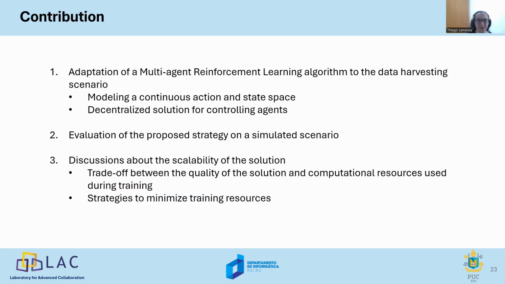So this is basically the end of the presentation. Just summarizing a bit the contributions here. First, the adaptation of the multi-agent reinforcement learning algorithm for the data harvesting scenario, modeling the scenario as a continuous action and state space problem, and also implementing a decentralized solution for controlling the agents. The second contribution is the evaluation of the proposed strategy on the simulated scenario, and also the discussions about the scalability of the solution, the trade-offs between quality and the computational resources used during training, and also proposing some strategies to minimize the training resources.